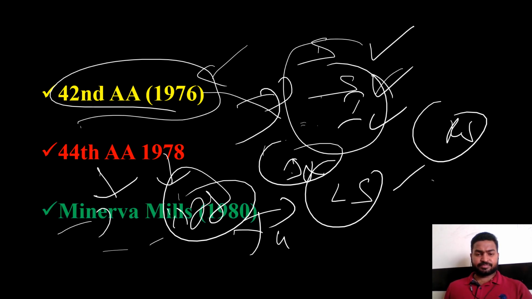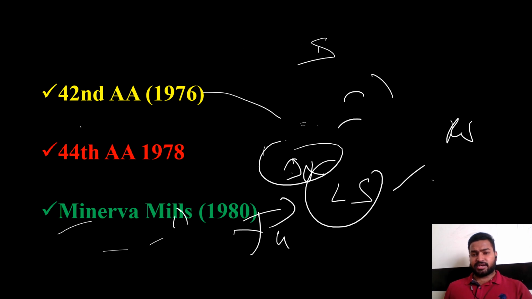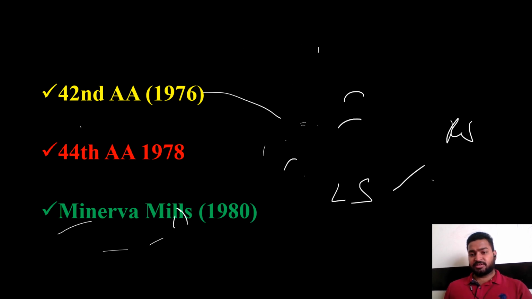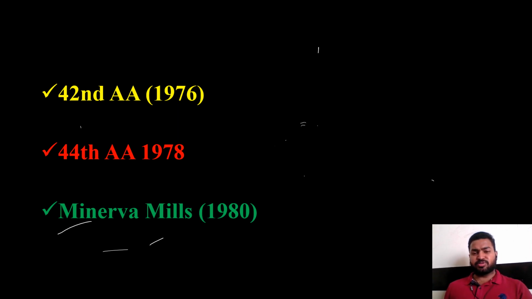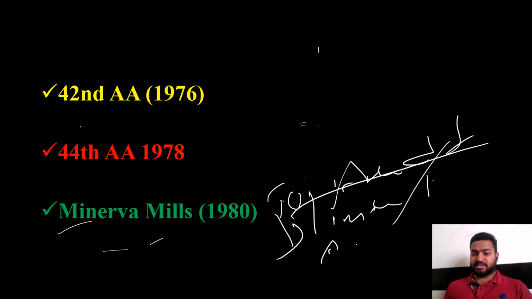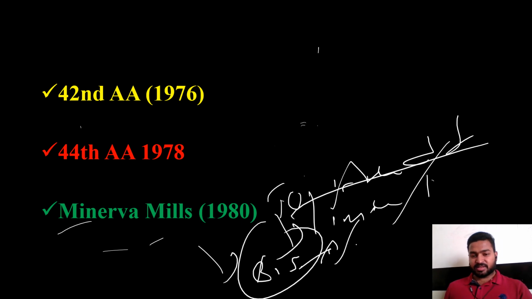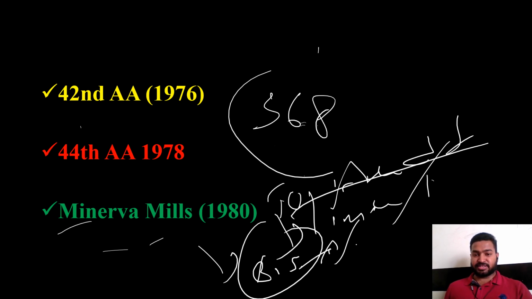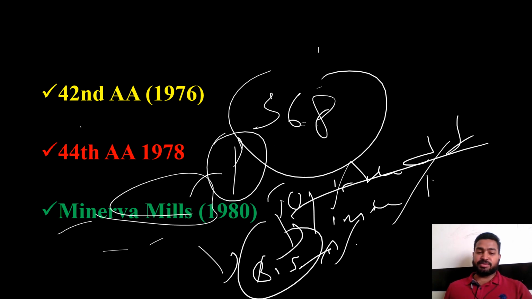And there comes another important case that gives much clarity. It is called the Minerva Mills case in 1980. In this case, the Supreme Court said that the power to amend the Constitution is limited in nature, and this cannot be unlimited or arbitrary. It also said that the basic structure also can be amended, but this power created by the Parliament is what? Limited. So in this case also the Supreme Court said that the preamble could be amended.